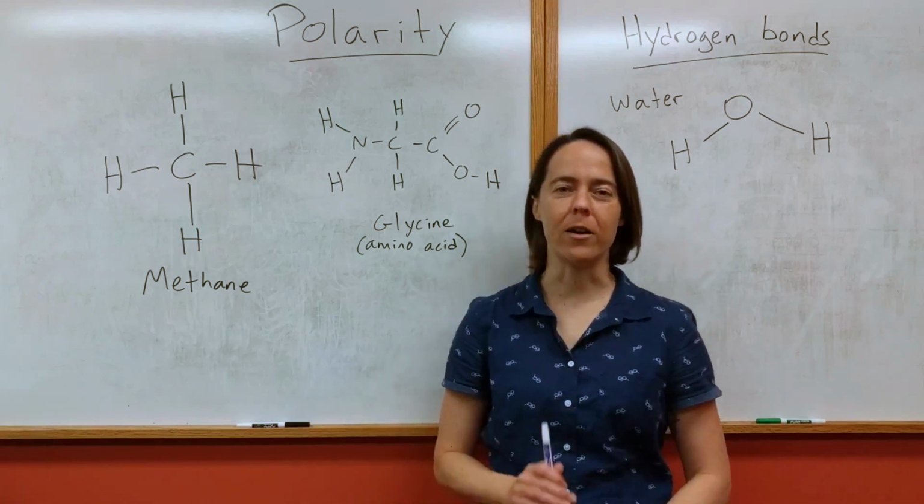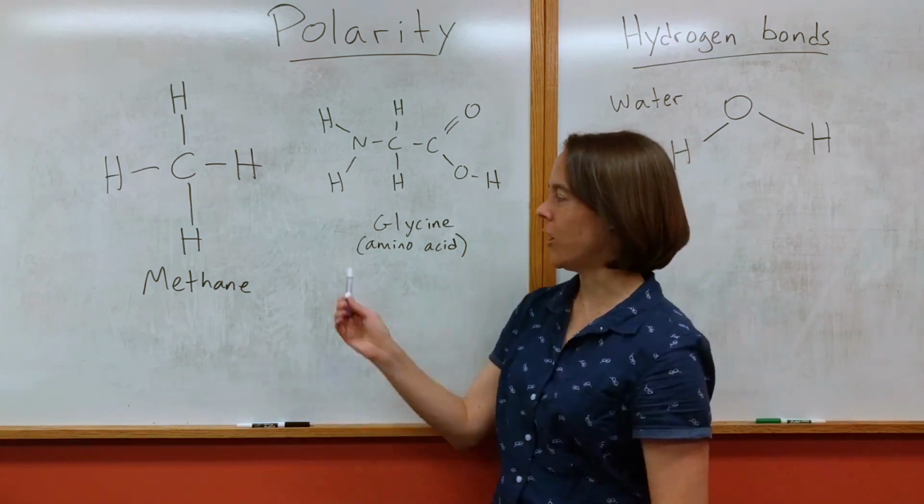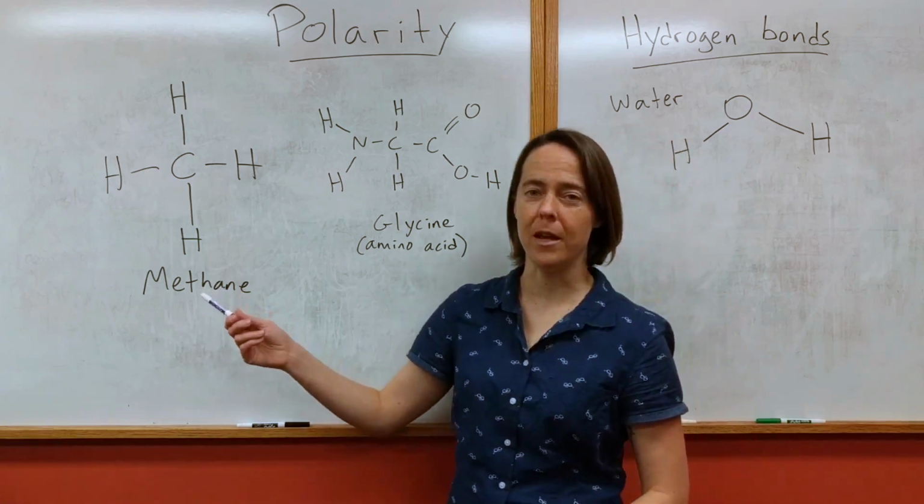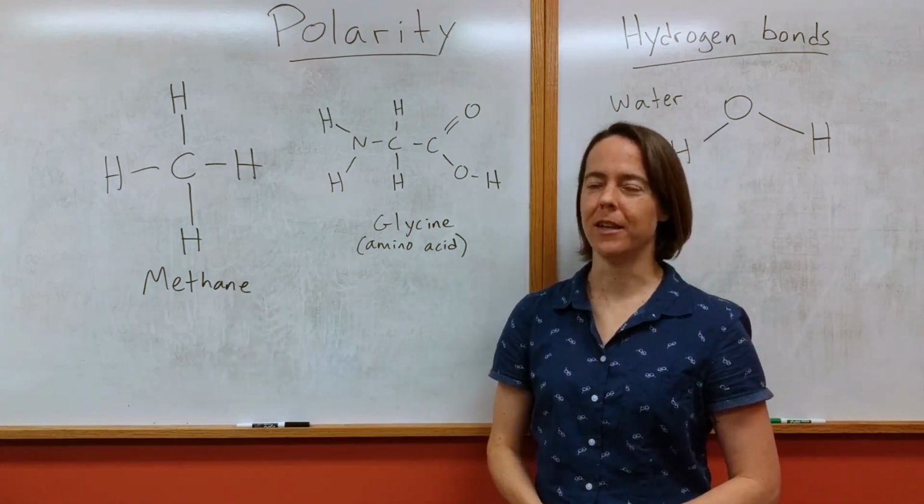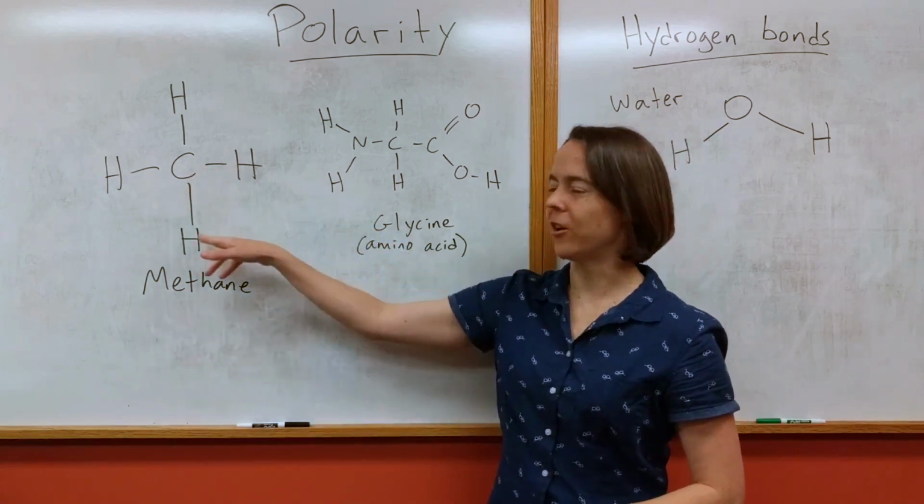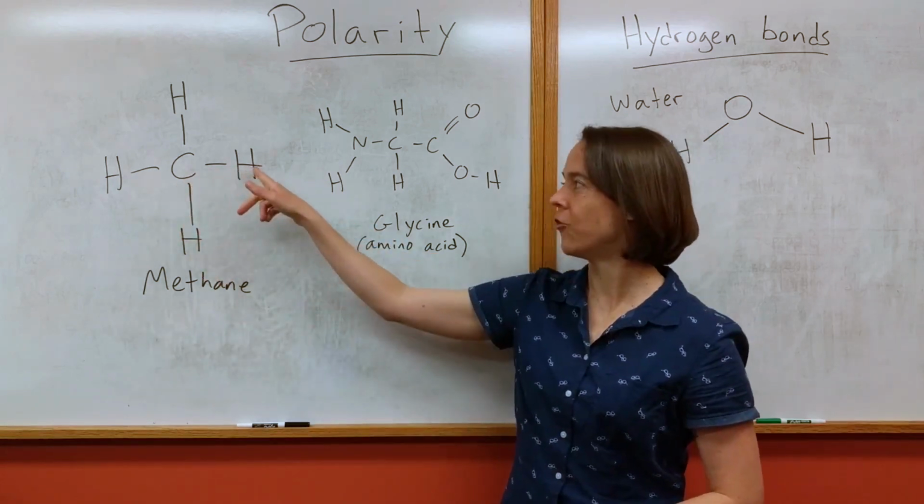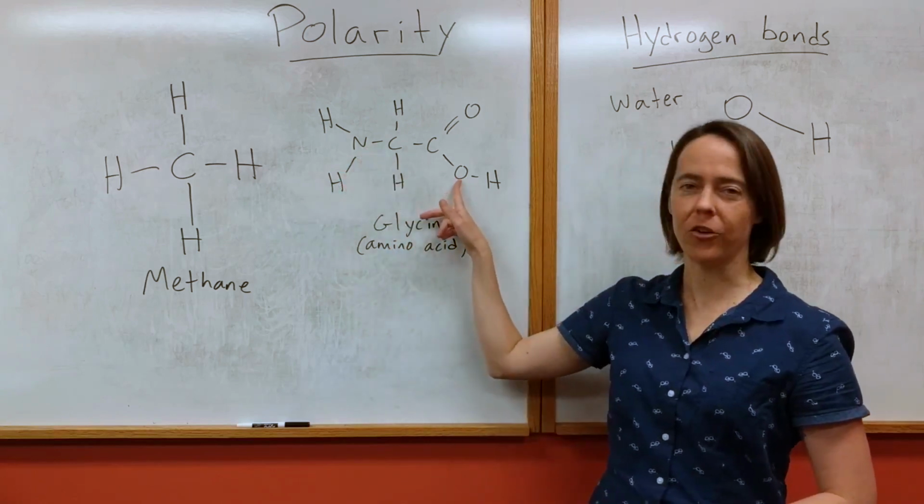Hey, we're going to talk about chemical bonds. So shown here are two molecules. We have methane, which is a gas, and glycine, which is a type of amino acid. So each one of these letters here is an atom. This is carbon and hydrogen. That's nitrogen, and that's oxygen.